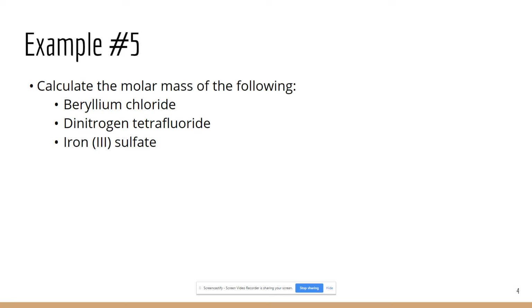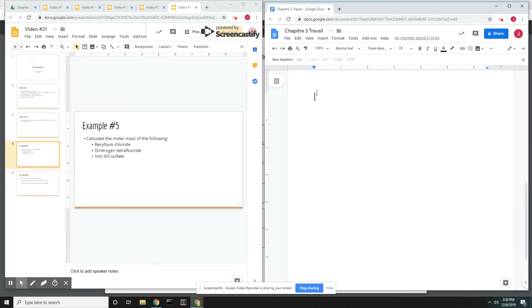Pause here. Right, so before we can actually do a calculation, we need the chemical formulas. So you're going to have to remember your nomenclature.